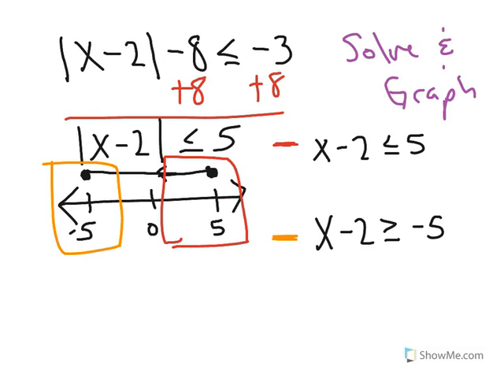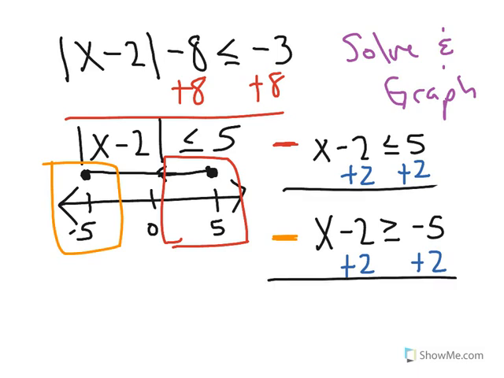Again, taking a look at this problem, I should be able to easily solve by adding 2 to both sides of my two separate inequalities. Looking at my red inequality, if I have this correct, x has got to be less than or equal to 7. My orange inequality says that x has got to be greater than or equal to negative 3.